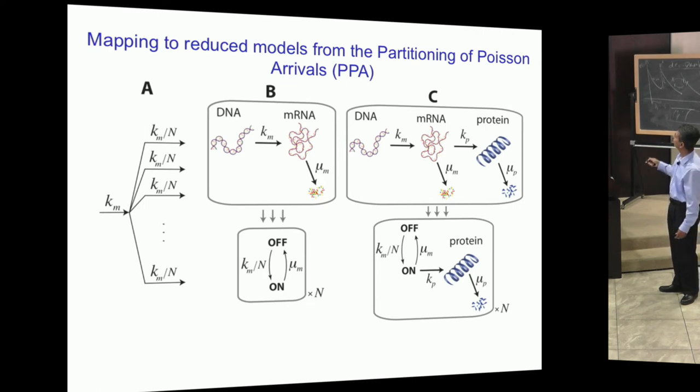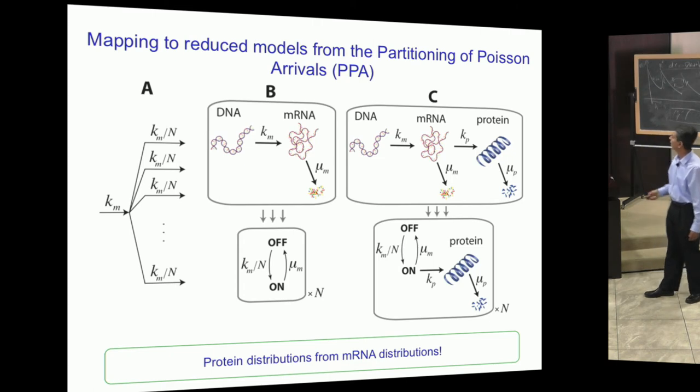In particular, if I look at the two-state model of gene expression, the original model, and I'm interested in the protein distribution, that maps onto a reduced model where I just have to solve this problem, which I already know how to solve. And so you can obtain protein distributions from mRNA distributions for a different model.